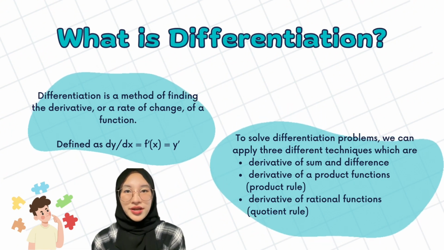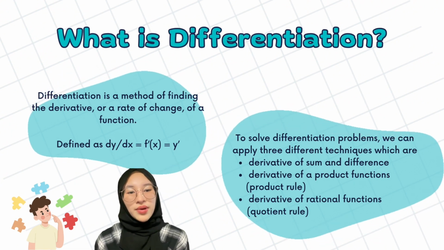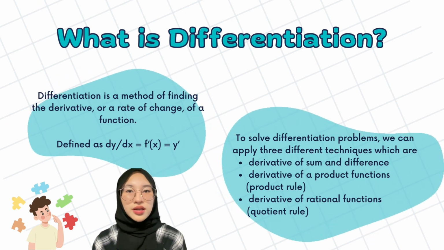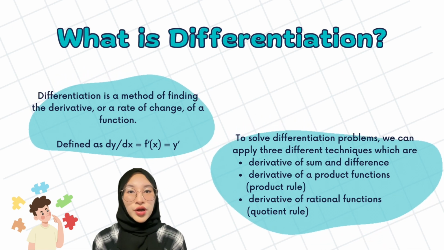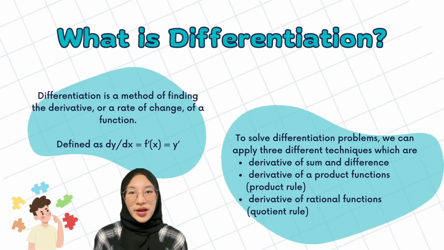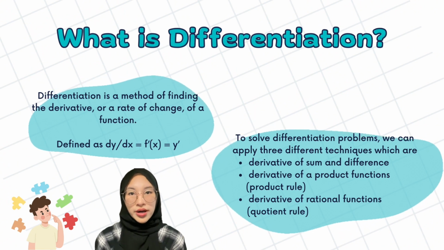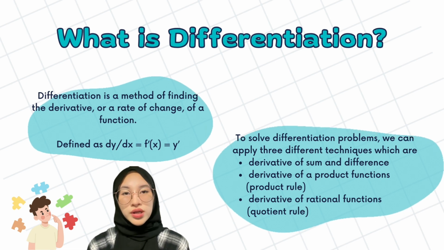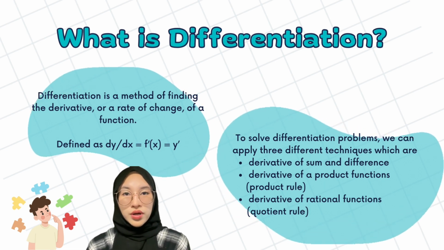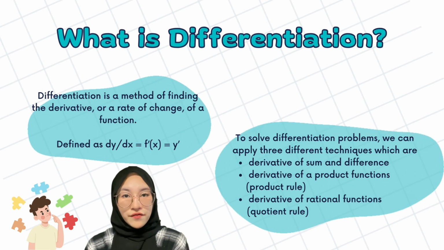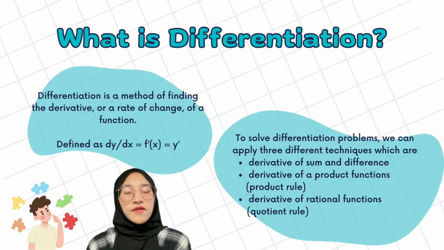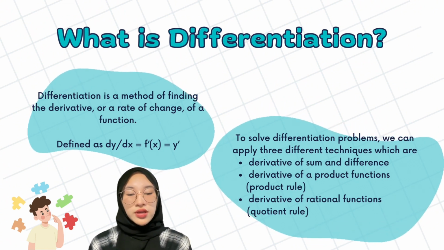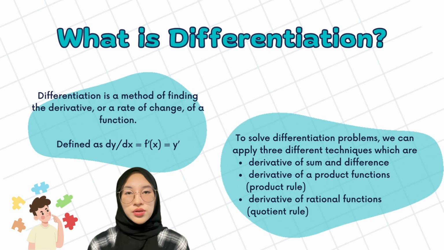What is differentiation? Differentiation is a method of finding the derivative or a rate of change of a function. It is defined as dy over dx equals f prime x equals y prime. To solve differentiation problems, we can apply three different techniques, which are: 1. Derivative of sum and difference, 2. Derivative of a product function, which is known as the product rule, and 3. Derivative of a rational function, which is known as the quotient rule.